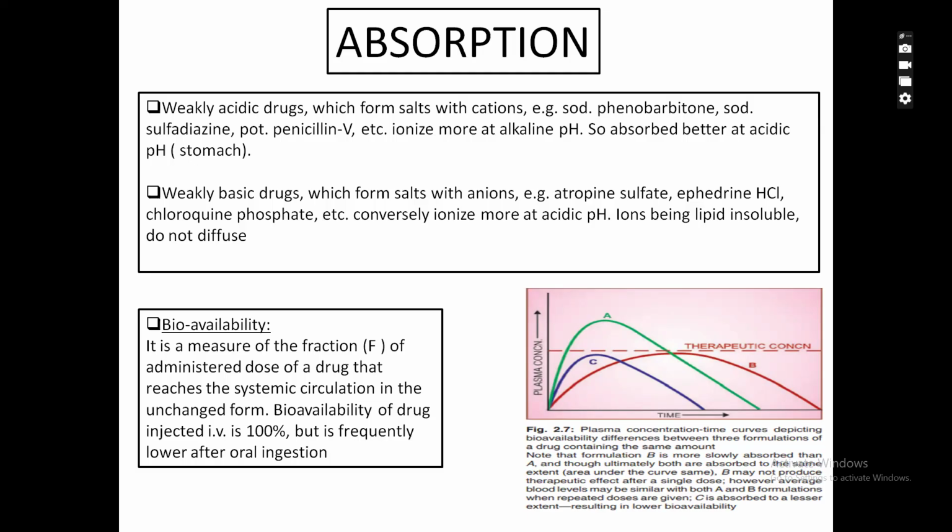So coming to the bioavailability. Bioavailability is the measure of the fraction of the administered drug that reaches the systemic circulation. So if you take a drug orally, some part of it reaches the systemic circulation. If 60% reaches the systemic circulation, the bioavailability becomes 60%. For an IV drug, it's already pushed into the systemic circulation. So the IV drug has a 100% bioavailability.